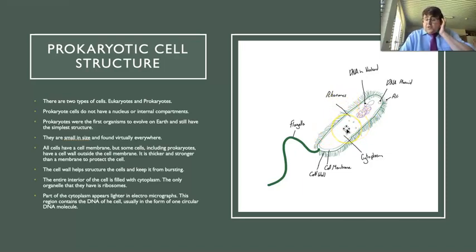Now, I'm not sure you can see very clearly on the PowerPoint. You might need to zoom in or make the video a bit bigger. And it's important, especially when you're drawing in the IB, that you make the cell wall look different to the cell membrane. So you can see here I've done a very thin line for the cell membrane, whereas there's a very thick line for the cell wall.